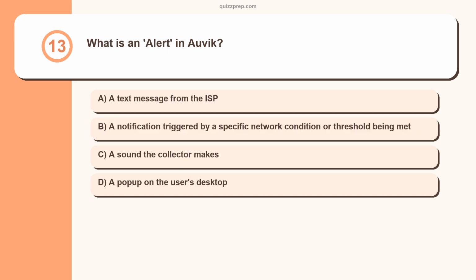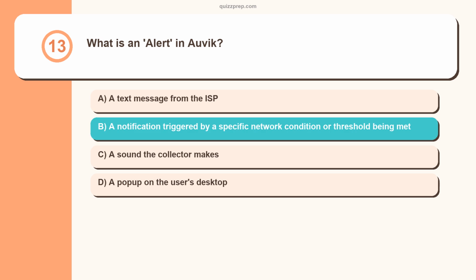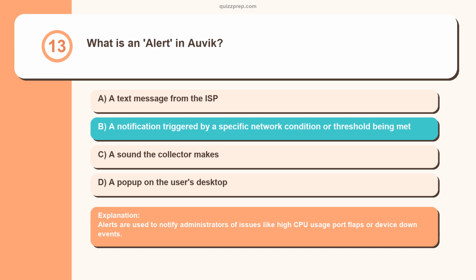Question 13. What is an alert in Auvik? A text message from the ISP. A notification triggered by a specific network condition or threshold being met. A sound the collector makes. A pop-up on the user's desktop. Alerts are used to notify administrators of issues like high CPU usage, port flaps, or device down events.